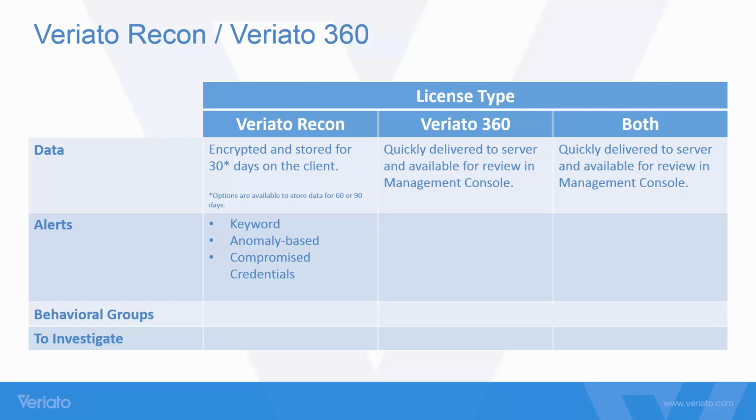On the other hand, when monitoring a computer with Veriato 360, you can utilize the 360 event alerts that we discussed a moment ago. With both types of licenses assigned to the same computer, you can take advantage of all of the different types of alerts. The behavioral groups that we discussed earlier are also a feature that is exclusive to Veriato Recon. You may take advantage of behavioral groups if you are monitoring a computer with a Veriato Recon license or both a Veriato 360 and a Veriato Recon license.